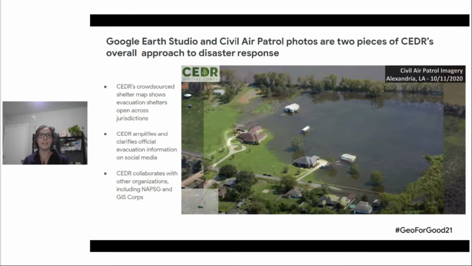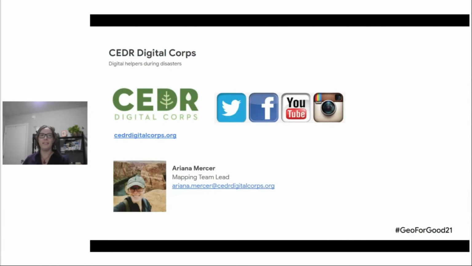And this is one last image from Hurricane Delta last year, transitioning from Google Earth imagery to a cat photo. And this actually shows the same area of flooding as the last photo, just from a different angle. And that's all I've got today.